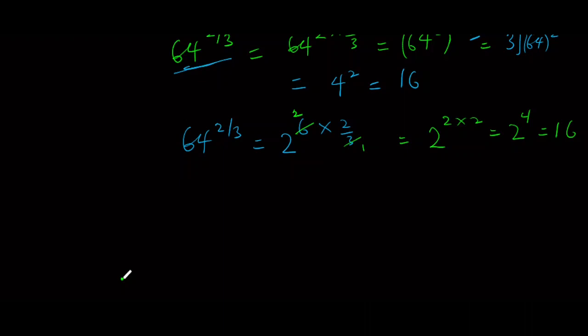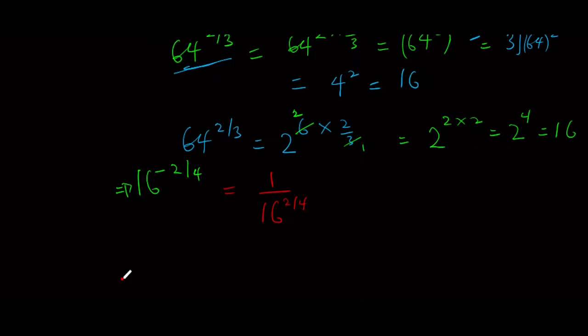Let's take a look at the last example. We have 16 raised power minus 2 over 4. How do we go about this? The first thing is we are having a negative power, so we have to apply the law. I told you that the negative power indicates 1 over. Then we write our function back as 1 over 16 raised power 2 over 4.